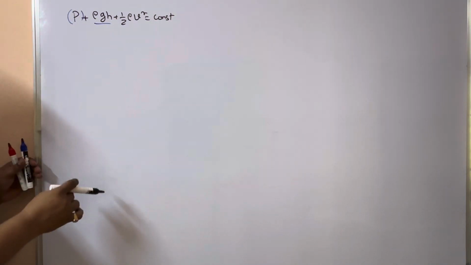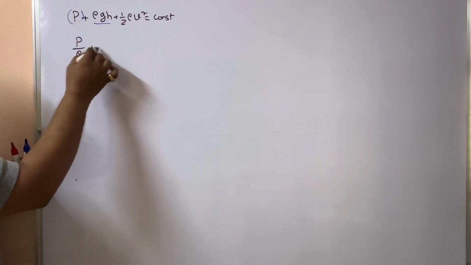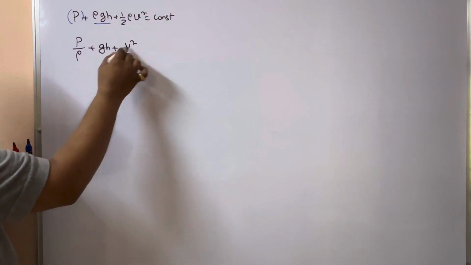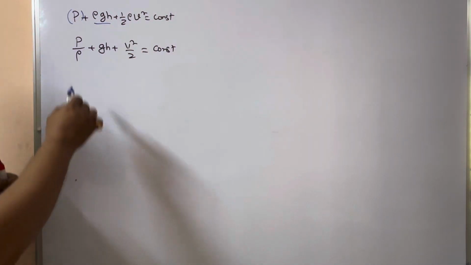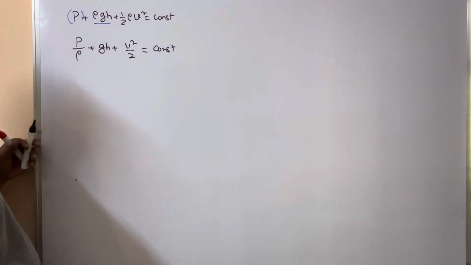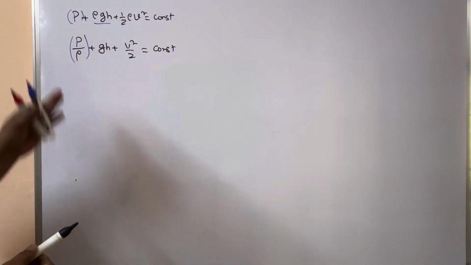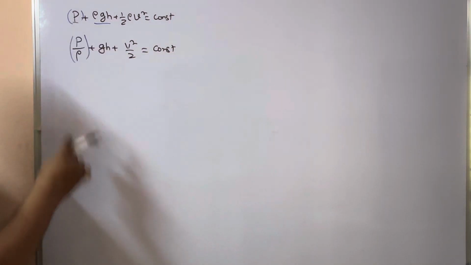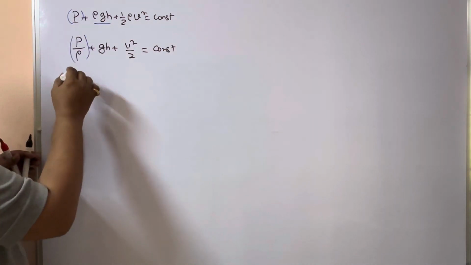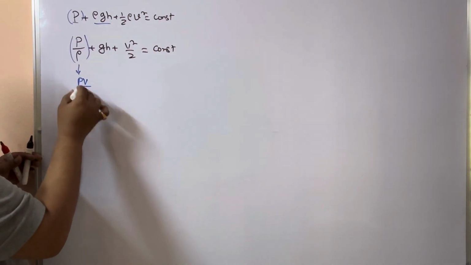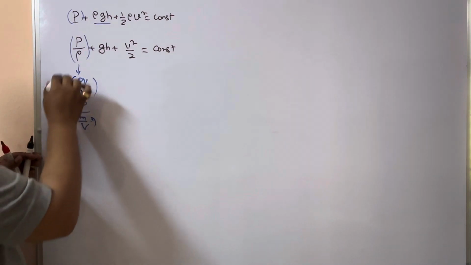The same equation we can write like this: P by rho plus g h plus v square by 2 equals constant. You might have observed that we have divided both sides of this equation by the density. Now what is this P by rho? P by rho has a name. What is P? Pressure energy per unit volume. What is P by rho? Pressure energy per unit mass. P by M by V, and M by V is written as rho.